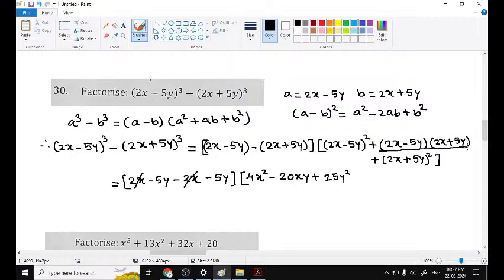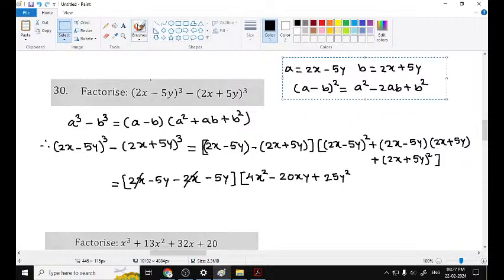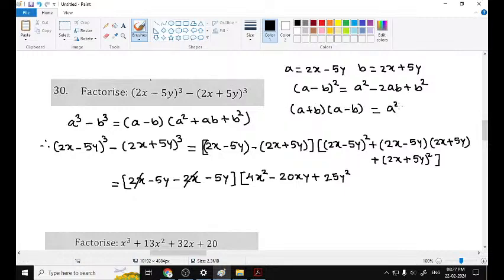These two are in the form of a plus b into a minus b, that is equal to a square minus b square, so 2x whole square is 4x square minus 25y square, plus this, by using a plus b whole square, which is a square plus 2ab plus b square. So the terms are exactly the same, but the middle sign will be plus.